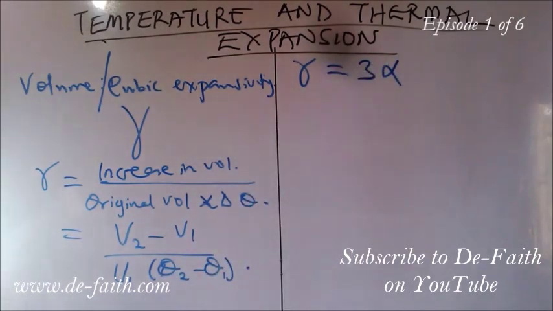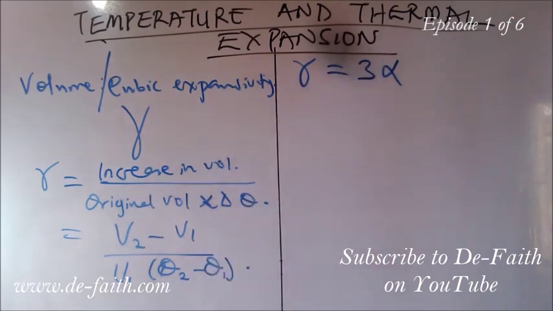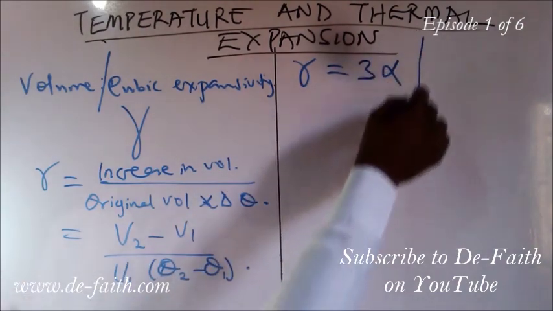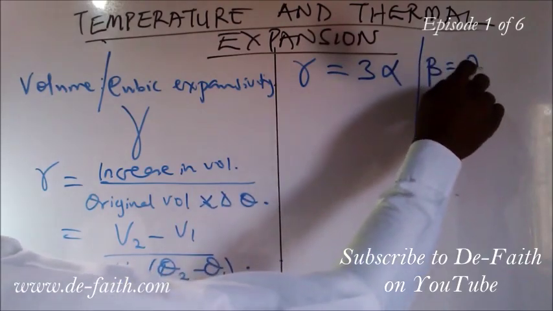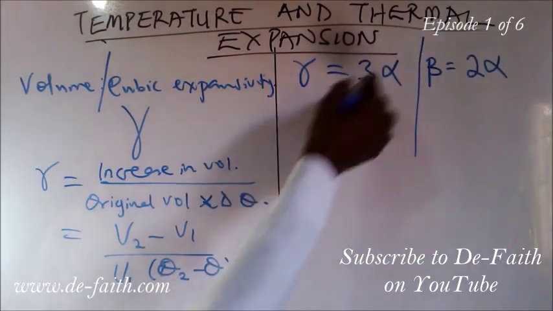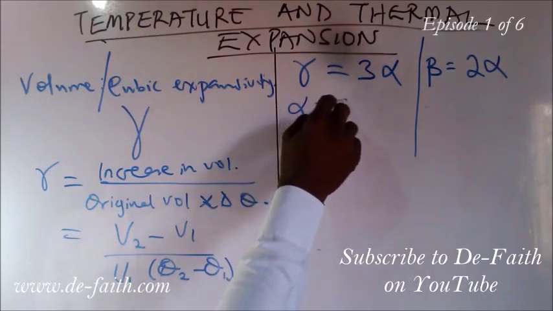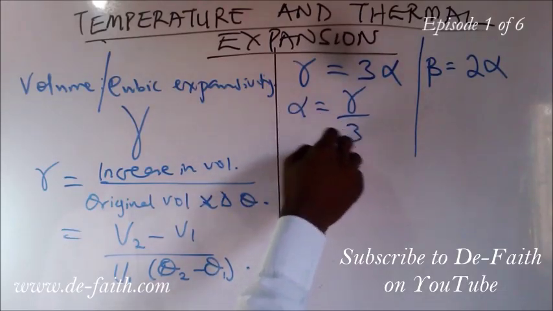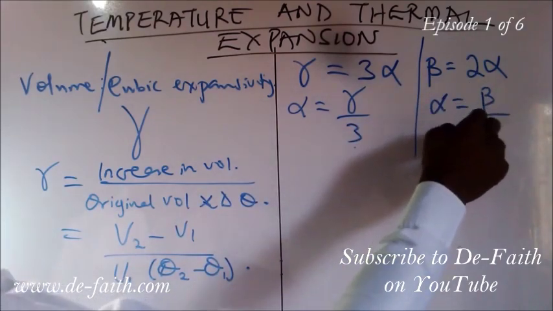And there's a relationship between cubic expansivity and area expansivity. Now we are aware that cubic expansivity is equal to 3 times linear expansivity, and we are also aware that area expansivity is equal to 2 multiplied by linear expansivity. Making alpha the subject of the formula, we have alpha equal to cubic expansivity over 3, and alpha is also beta over 2.